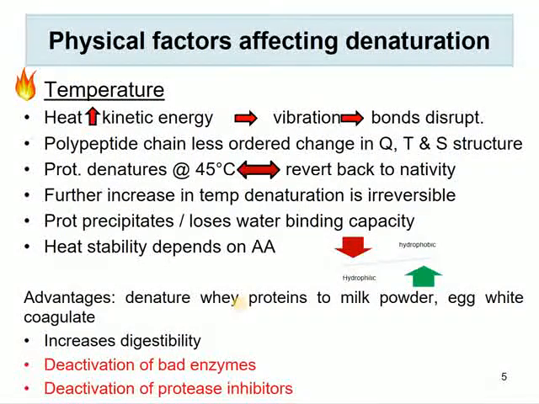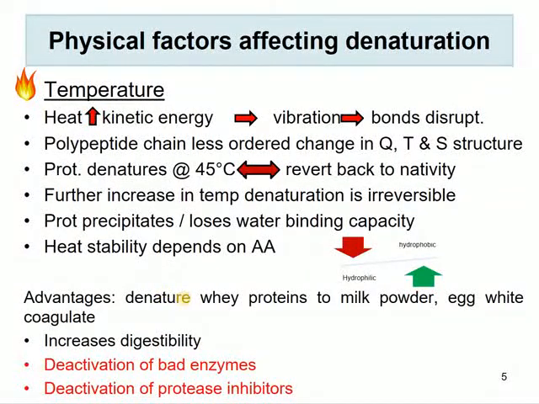However, if the heat is stopped at that temperature range, then what we call renaturation can take place. When we say renaturation, denaturation is also reversible there. It can revert back to its nativity. So it was a native structure and it becomes denatured or semi-denatured. If the heat is stopped, then it can revert back. That's what we call renaturation, which is reversible.